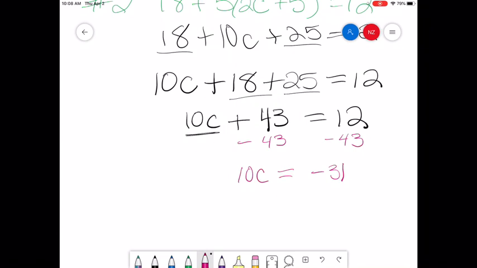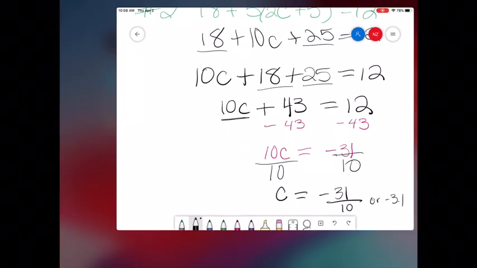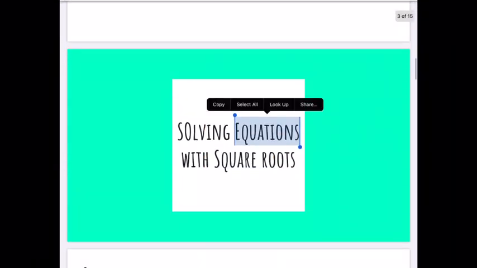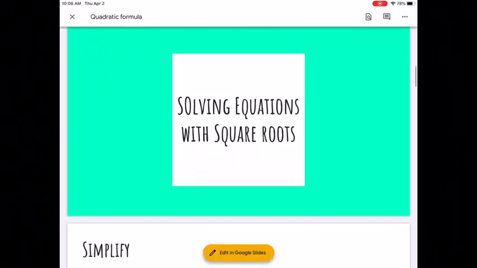Again, I'm going to have a fraction here because when I divide by 10, I would get a decimal. So it's fine just to leave it as negative 31 over 10, or if you put negative 3.1, that is fine too. All right, so back to our lesson here on solving for quadratic equations with square roots. Make sure you have this in your table of contents, and let's move forward.